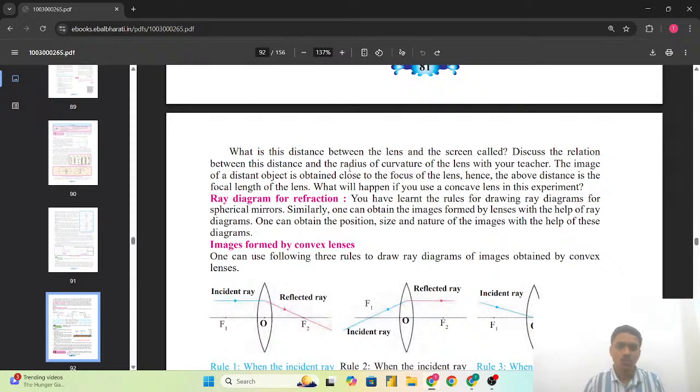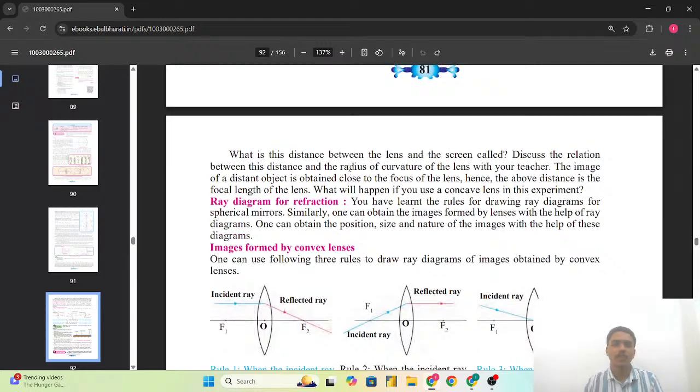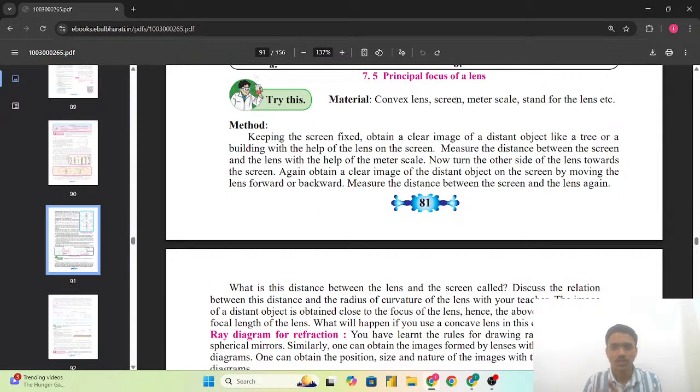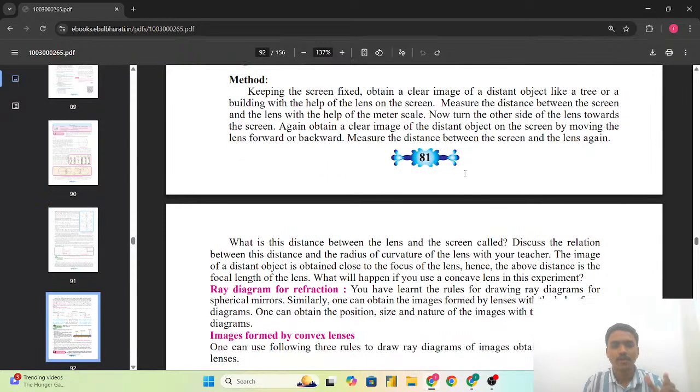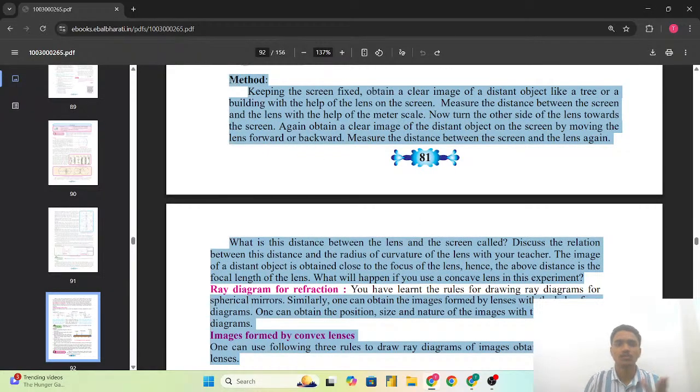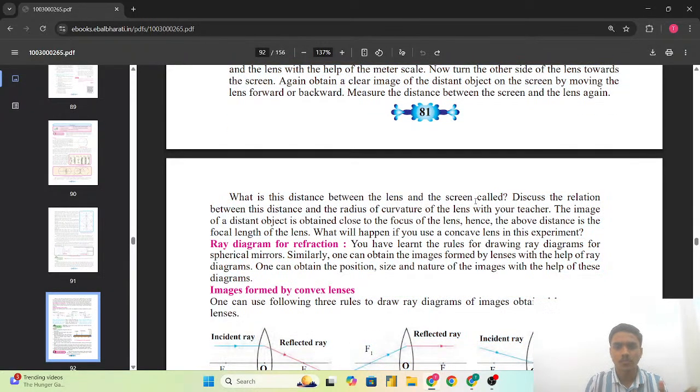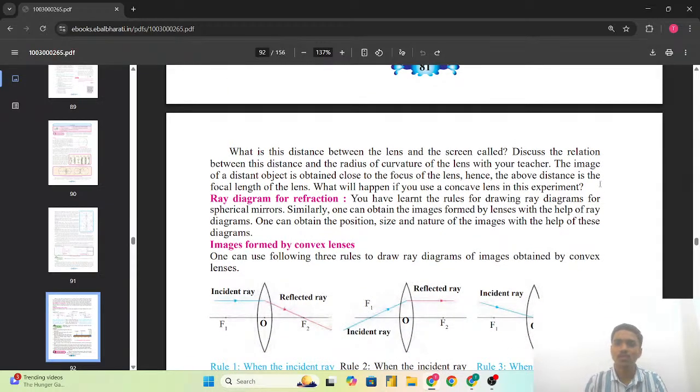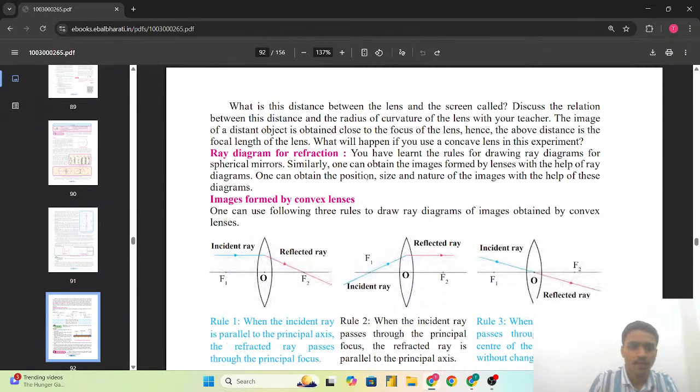So here we are asked to do an experiment. We have to take a convex lens, a screen, a meter scale, and a stand for the lens. This is the experiment which you will find in your experiment book. There you will find the theory and all, and in your schools and labs you can perform this experiment under the guidance of the lab expert.